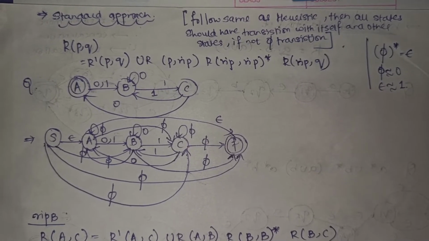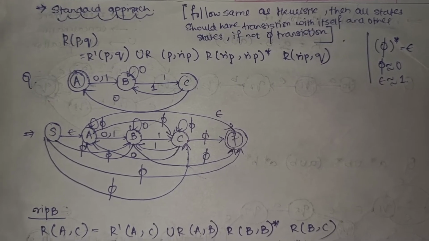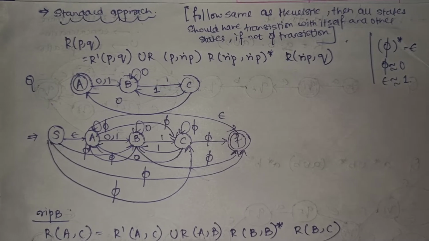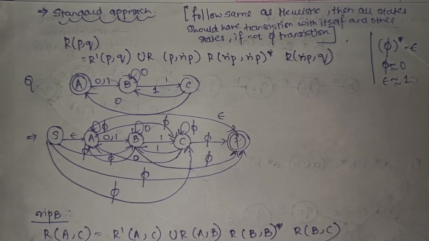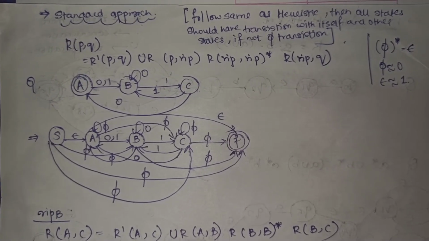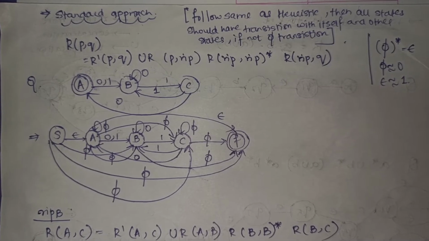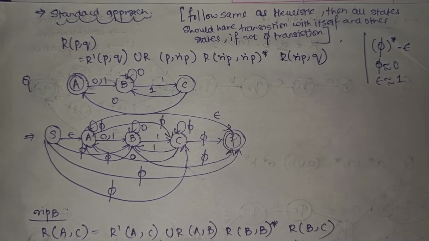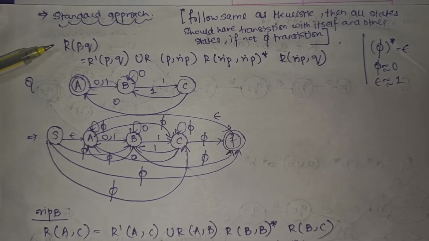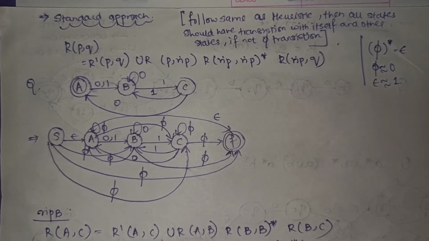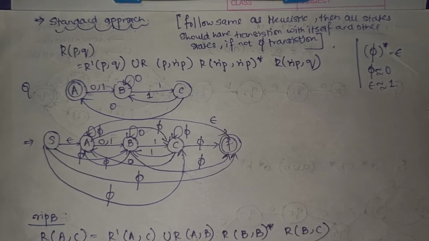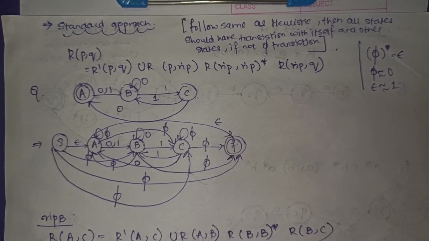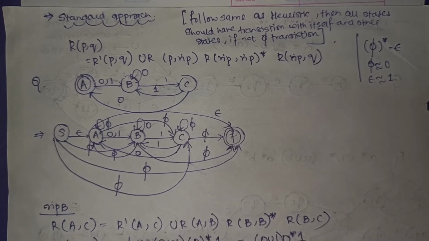So that was about the heuristic approach. Now coming to the standard approach, you will follow the same 4 steps as you have done in the heuristic approach. After that, you have to have transitions from all states to all other states, that is a phi transition. Suppose we take an example now, and you have to remember the formula here. R of P comma Q is equal to R dash of P comma Q union R of P comma rip, R of rip comma rip whole star, R of rip comma Q. So this is the formula.